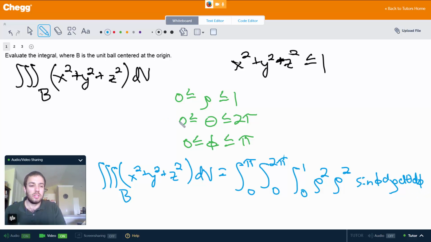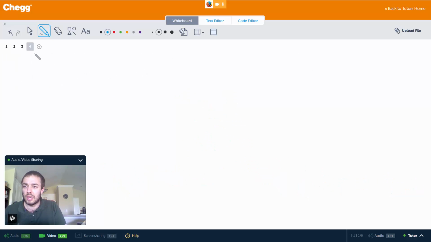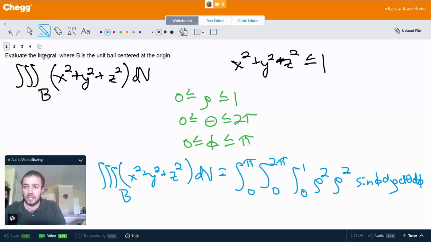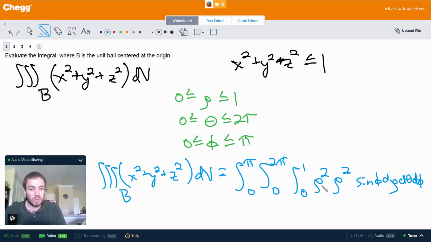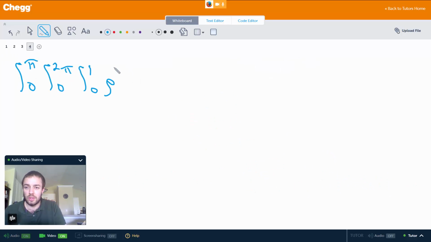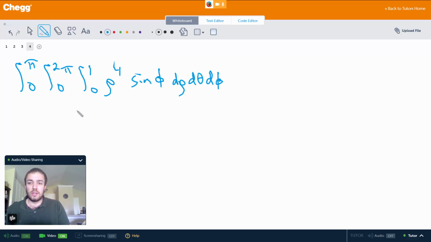Now, I think we actually have to go to page 4 now. Let's go ahead and evaluate this. So let's go ahead and rewrite what we have. The integral from 0 to pi, integral from 0 to 2 pi, integral from 0 to 1 of rho, well actually we have rho to the 4th, let's just write that, rho to the 4th, sine of phi, d rho, d theta, d phi. And notice how we can actually separate everything here. The rho to the 4th can be kept completely separate from the sine of phi, and the theta can be kept separate from everything else too.